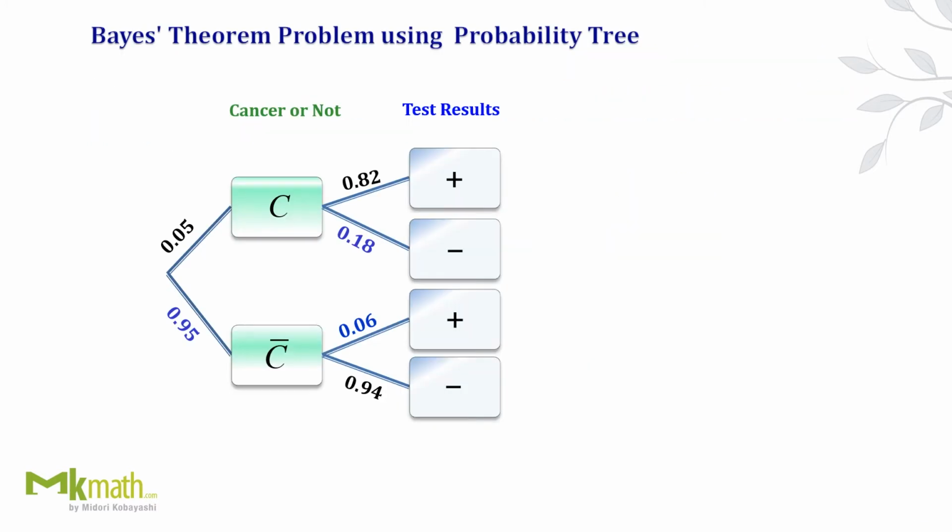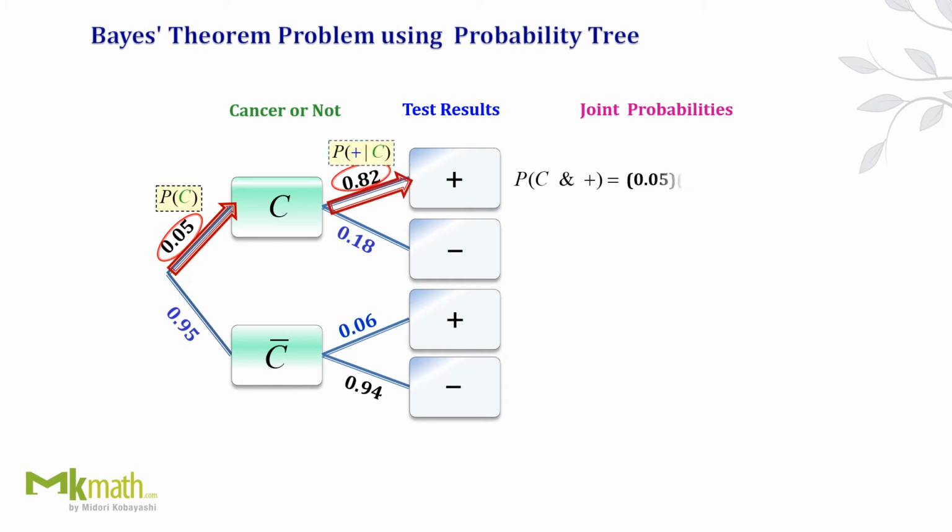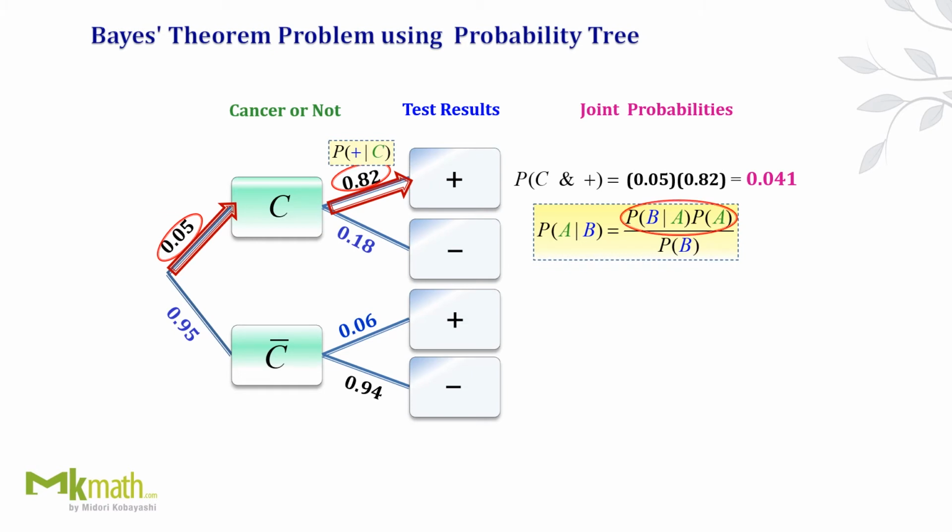Now let's find out the joint probability for each outcome. The probability of cancer and positive result is 0.05 times 0.82 to get 0.041. Here's one version of the Bayes formula. As you can see, we are using the top part of the formula to calculate joint probabilities.